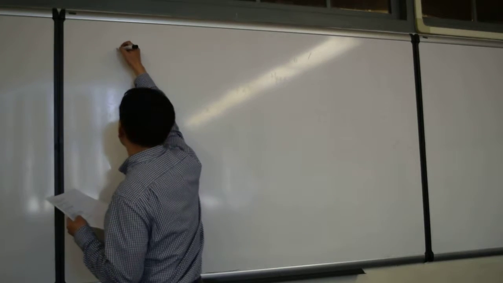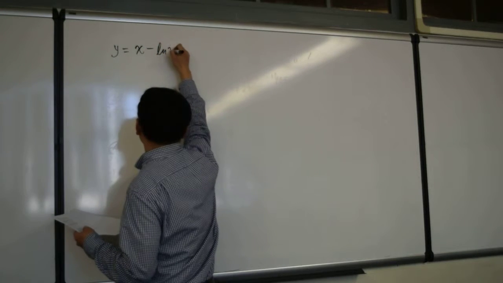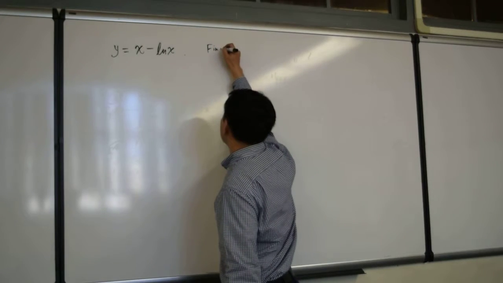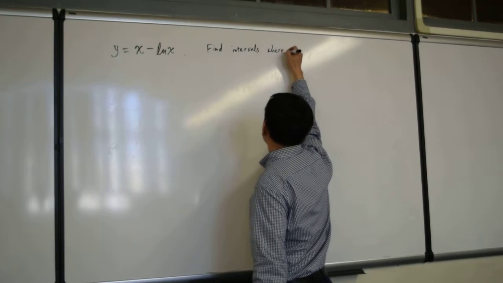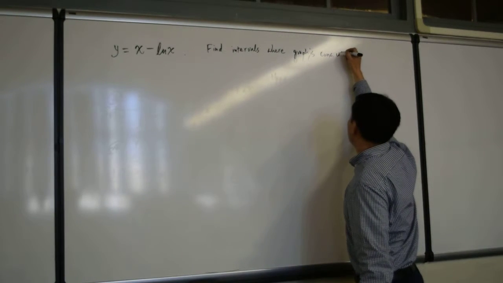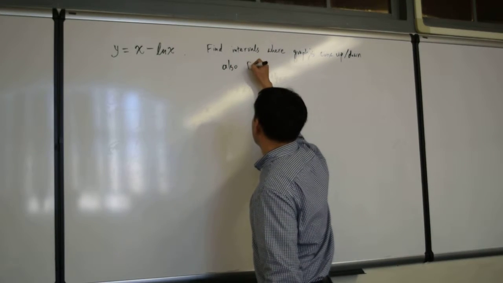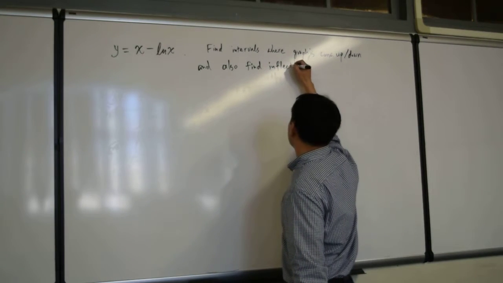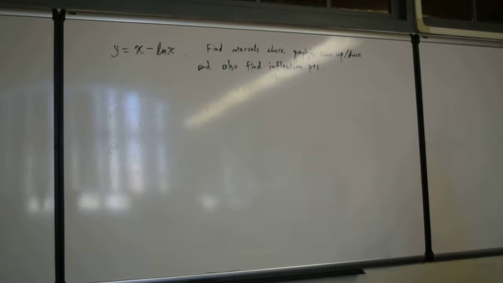Suppose you're given y equals x minus ln of x. The question is, find intervals where the graph is concave up or down, and also find inflection points, if there is any. Let's try this question.